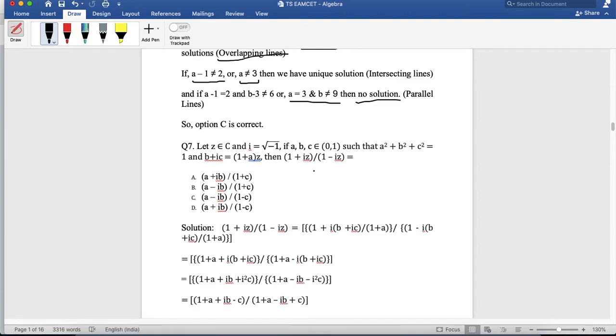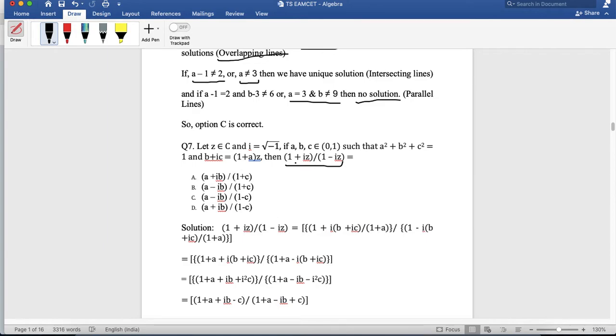Now the next problem is a complex number problem. Z belongs to C, a complex number. Iota equals square root of minus 1. A, B and C are real numbers which lie between the values 0 and 1, such that a square plus b square plus c square is 1, and b plus iota c is equal to 1 plus a into z. So z is given to us, which is b plus iota c by 1 plus a. They have asked me what is the value of 1 plus iota z by 1 minus iota z.